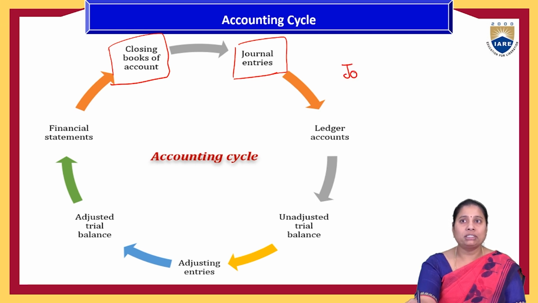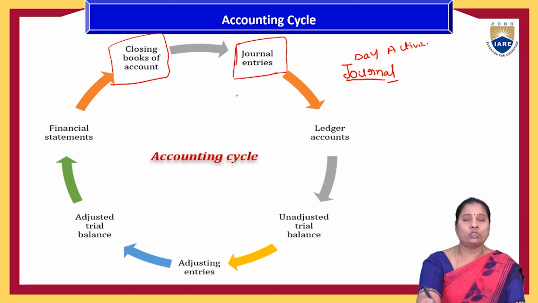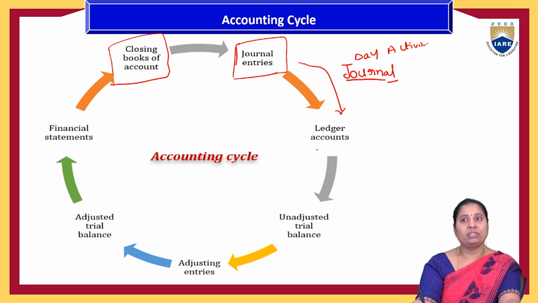First, the accountancy process starts with journal entries. Journal means day, and all means activities. So the day-to-day activities of the organization, daily they will note down under the journal entries. Then the second step, once they have noted down, they are going to segregate them in the form of the ledger.